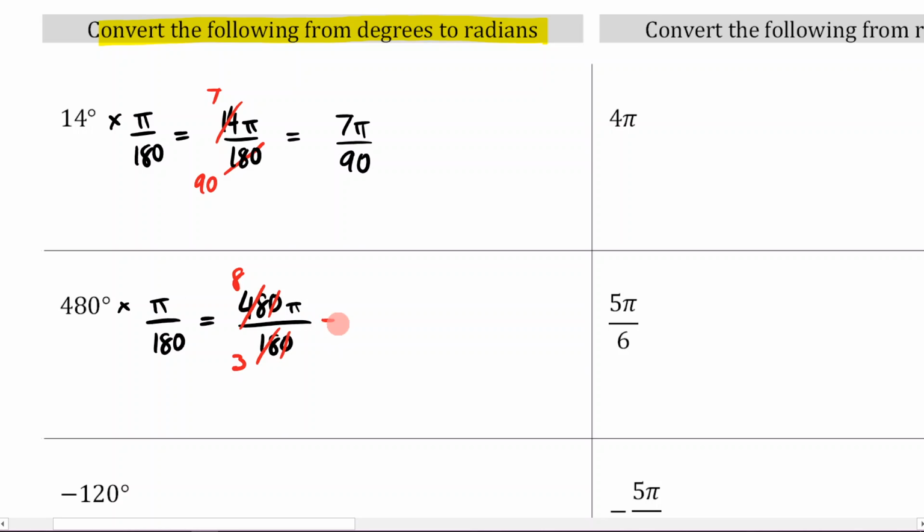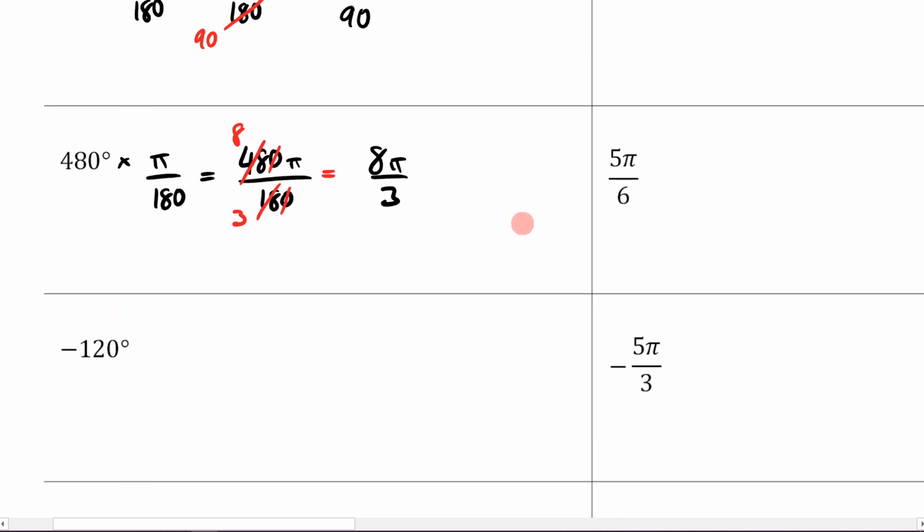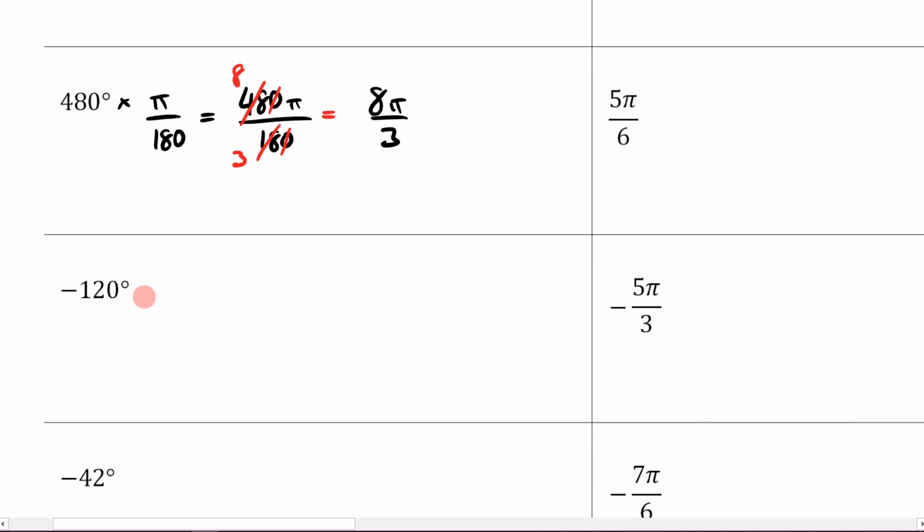So that means my answer is going to be 8 pi on 3. Let's go to the next one. So I'm going to times by pi on 180. Now I've got a negative here, but that's no worries. You just take it over. So nothing changes. It's just going to be a negative answer.